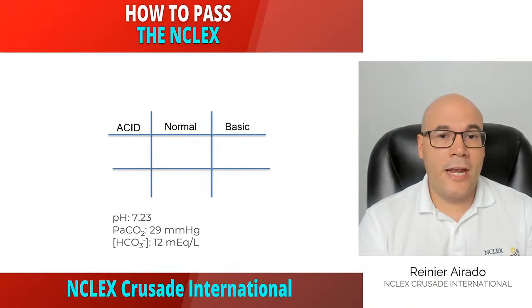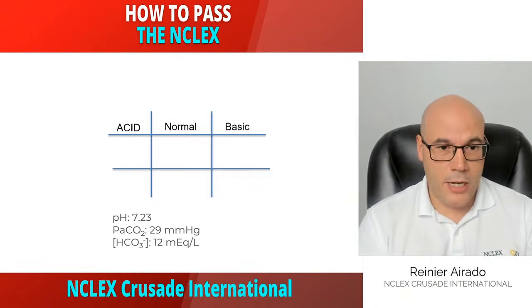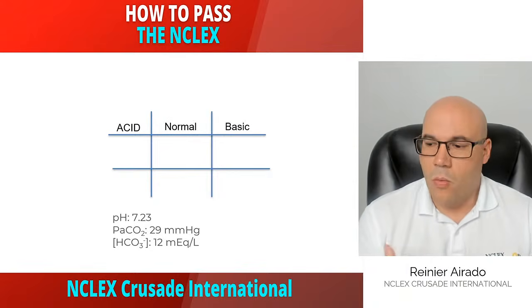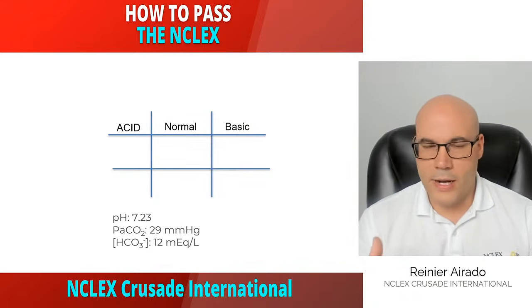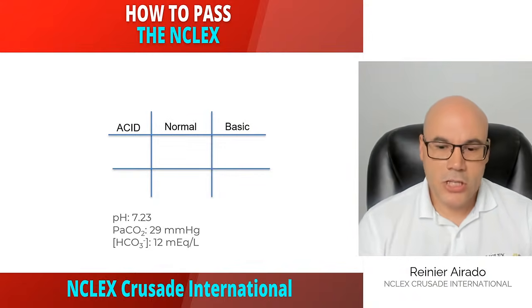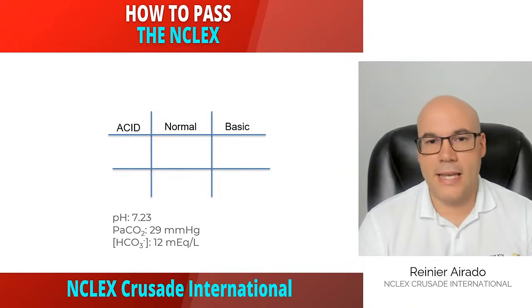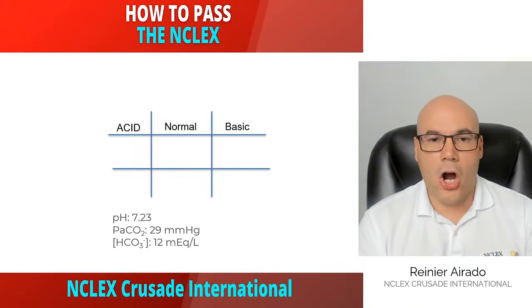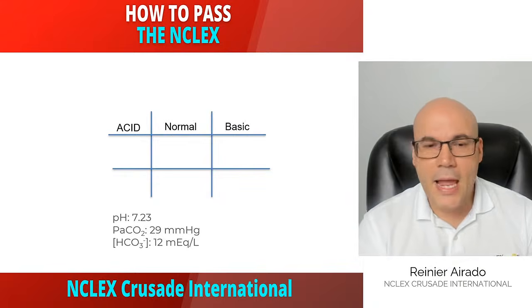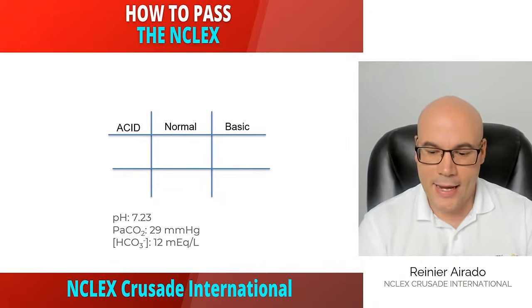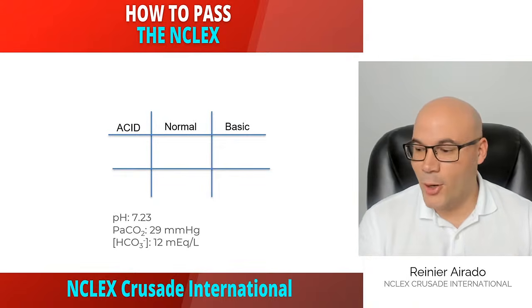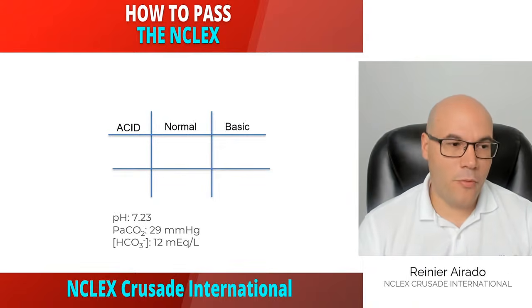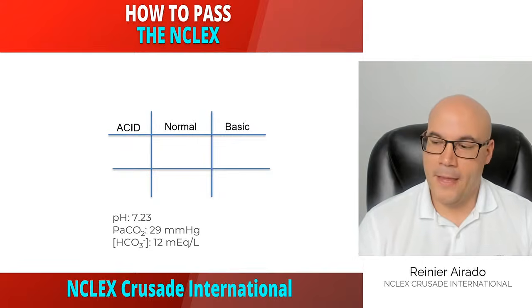First, you need to know the normal range. In other words, what is normal? What is a normal pH? What is a normal CO2? What is a normal bicarbonate? So if you can, comment in the comment section what you think are normal values for pH, CO2, and HCO3 or bicarbonate. I want to know if you know this normal range or normal values.